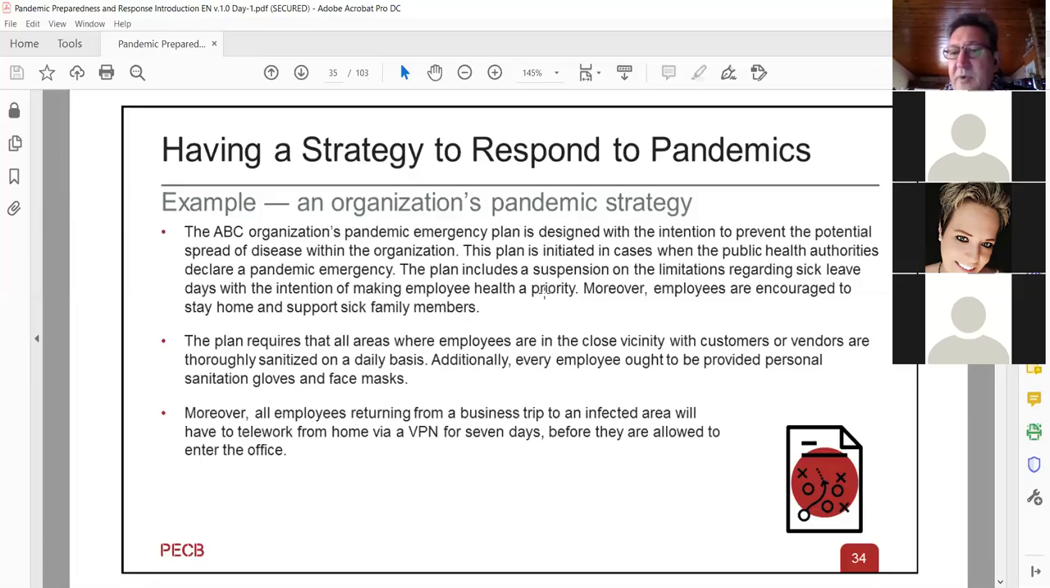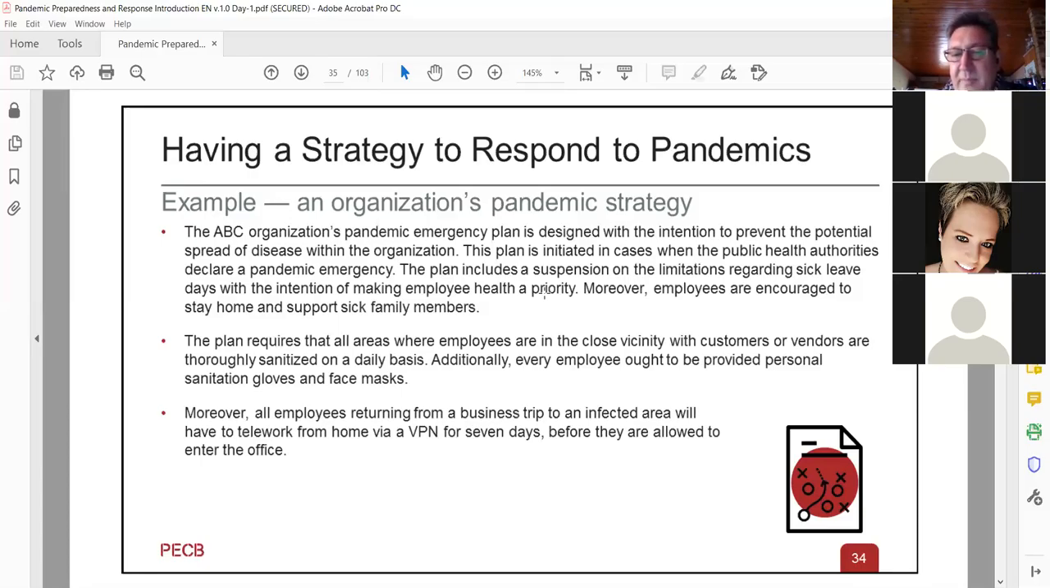And then additionally, every employee ought to be provided personal sanitation gloves and face masks. This is not all. We have to be in a space where people need to clean surfaces. We need to be in a space where people are looking at kind of cubicles. I have seen an interview on Carte Blanche on Sunday where a face-to-face interview was done without masks, but there was a screen placed between them so that no droplets could go through the screen.